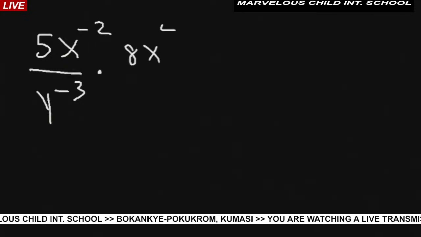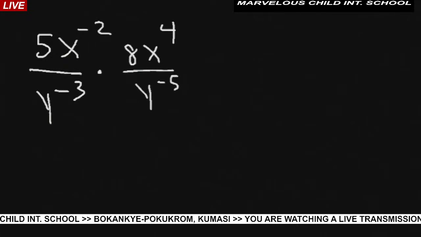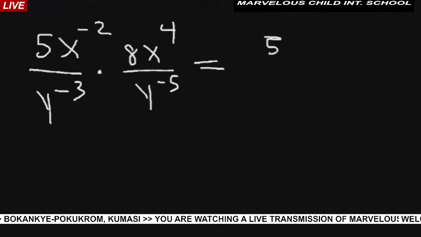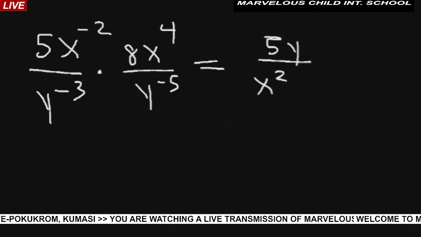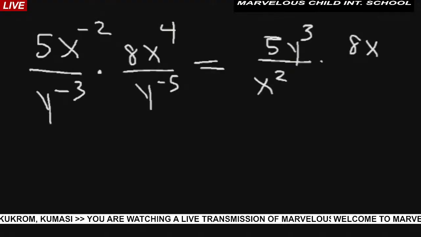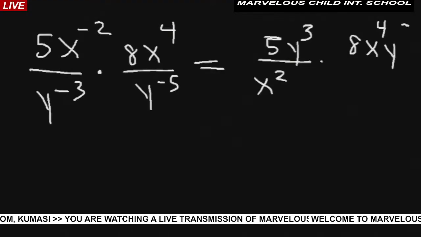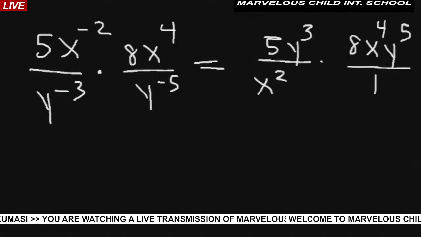Now let's say you get an expression that looks like this: 5x to the negative 2 divided by y to the negative 3, times 8x to the 4 divided by y to the negative 5. What's the answer to this particular problem? The first thing I would do is try to get rid of the negative exponents. So x to the negative 2, we can move it to the bottom. It's going to become x squared. Now the y, we can move it to the top. And the same is true for the y to the negative 5. If we move it to the top, it's going to be y to the positive 5.